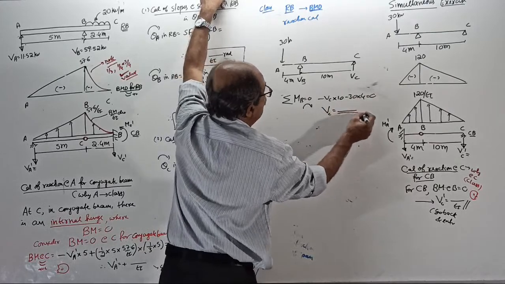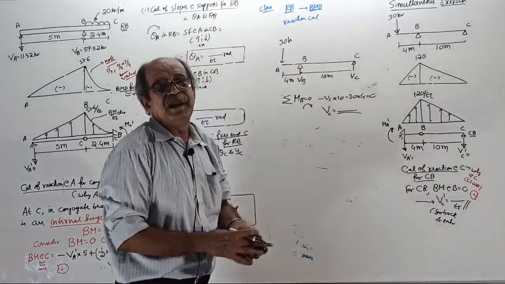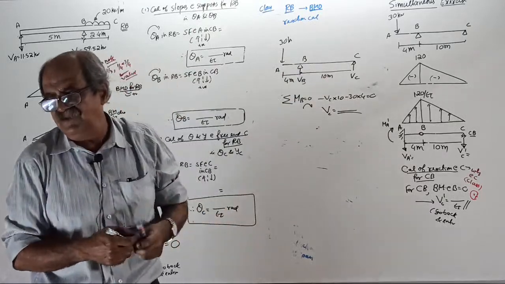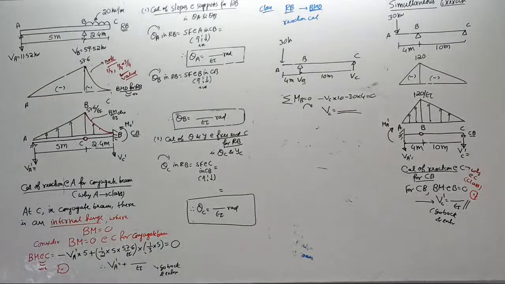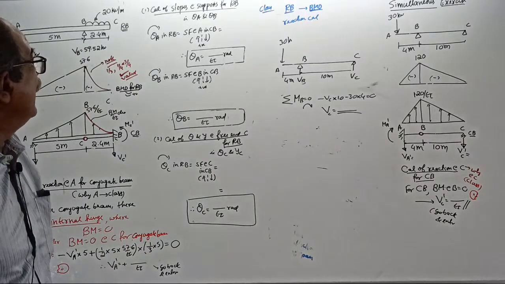Tell the VC value. Now you know that VC will come negative. Why? That will get lifted. Tell the VC value. Fast. What is the value of VC?